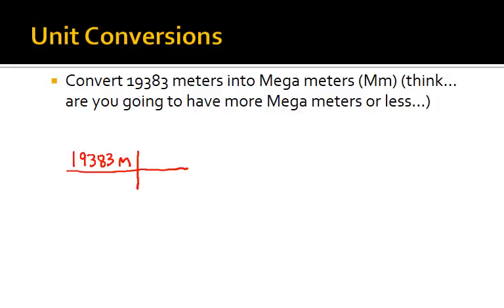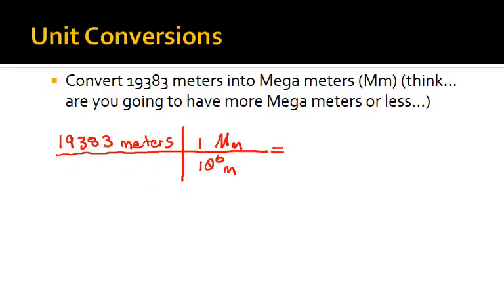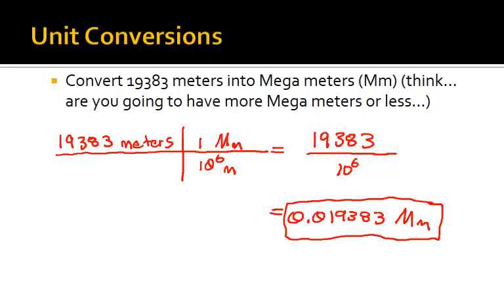Okay, so mega is 10 to the 6th, and we should get 0.019383 megameters. When you're doing these, you don't want to forget your logic. If you think about it, you're going from 19,383 meters into megameters. A megameter is a big unit, so the number is going to get smaller, right? So you don't want to forget your logic as you're going through.